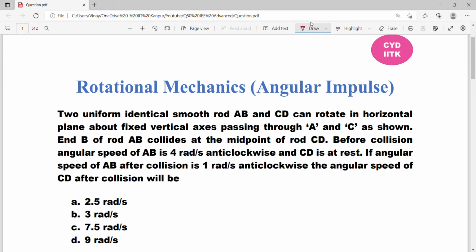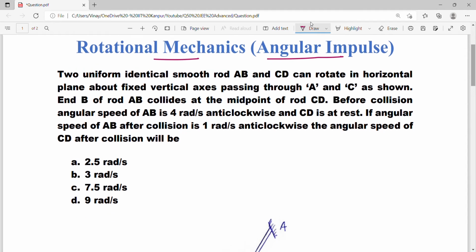So let's start this question. This is a very good question, especially for JEE Advanced students. So let's just do this. This question is from rotational mechanics, and it is based upon angular impulse, right? Whatever you do in linear mechanics, you have to do the similar thing in rotational motion, right? Let's read the question first.